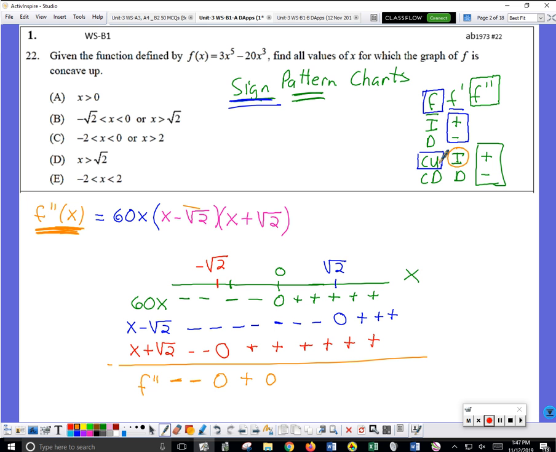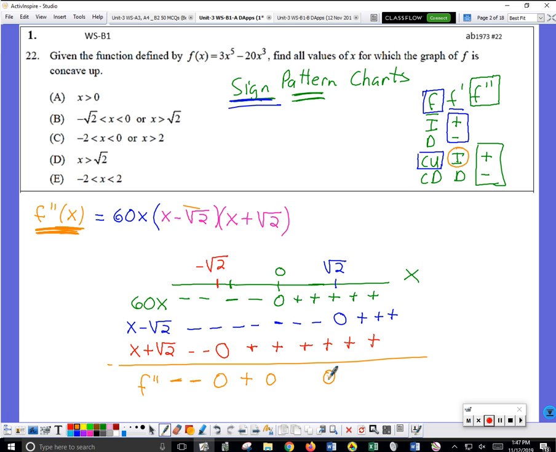Cool. So you go here next. At x equal root 2, the first factor is positive. The second factor is 0. The third factor is also positive. Multiplied together, the result is 0.